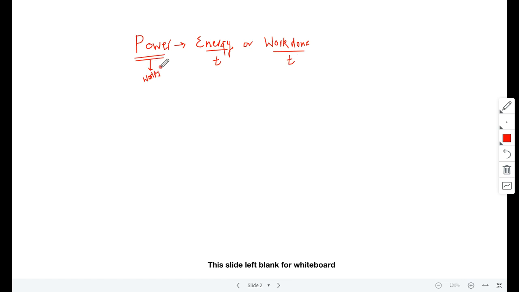So there's a question. Two electric motors are used to lift a 2 Newton weight through a vertical height of 10 meters. Motor 1 does this in 5 seconds, and motor 2 does this in 10 seconds.